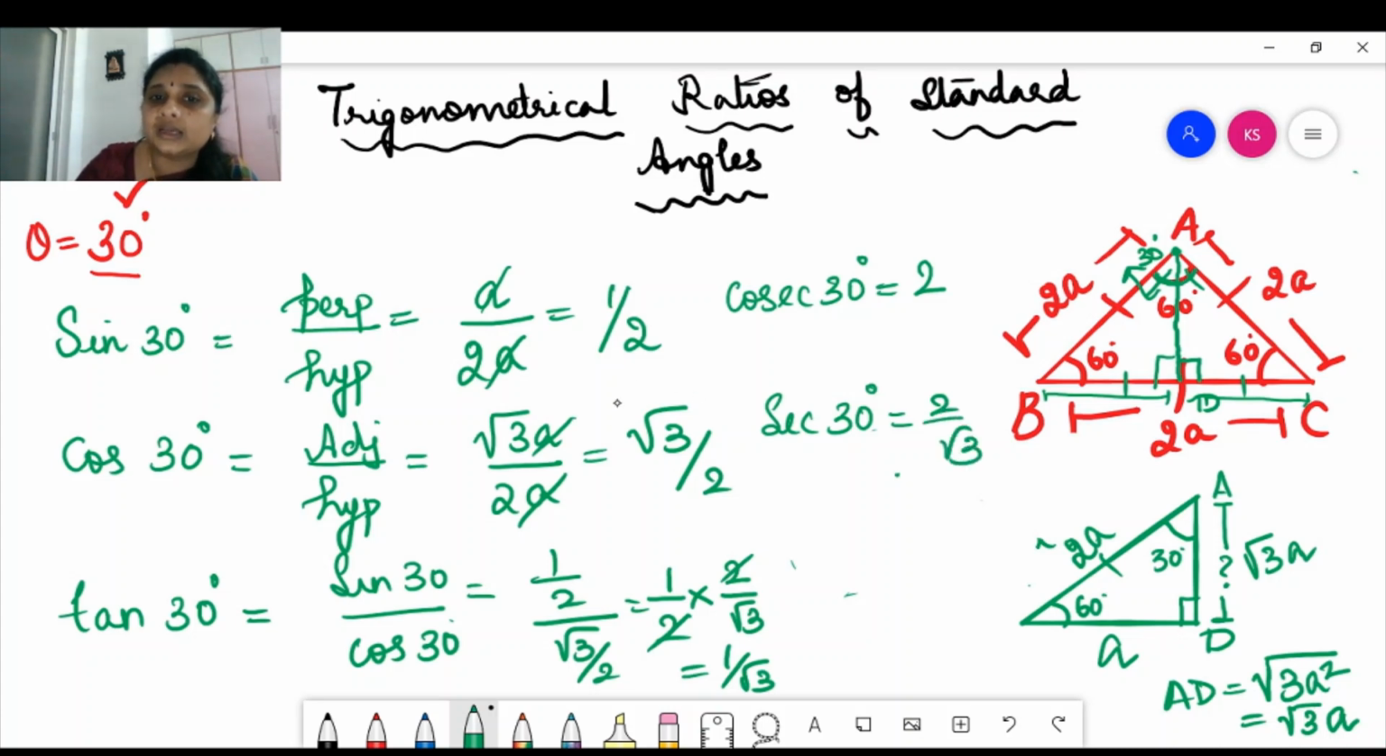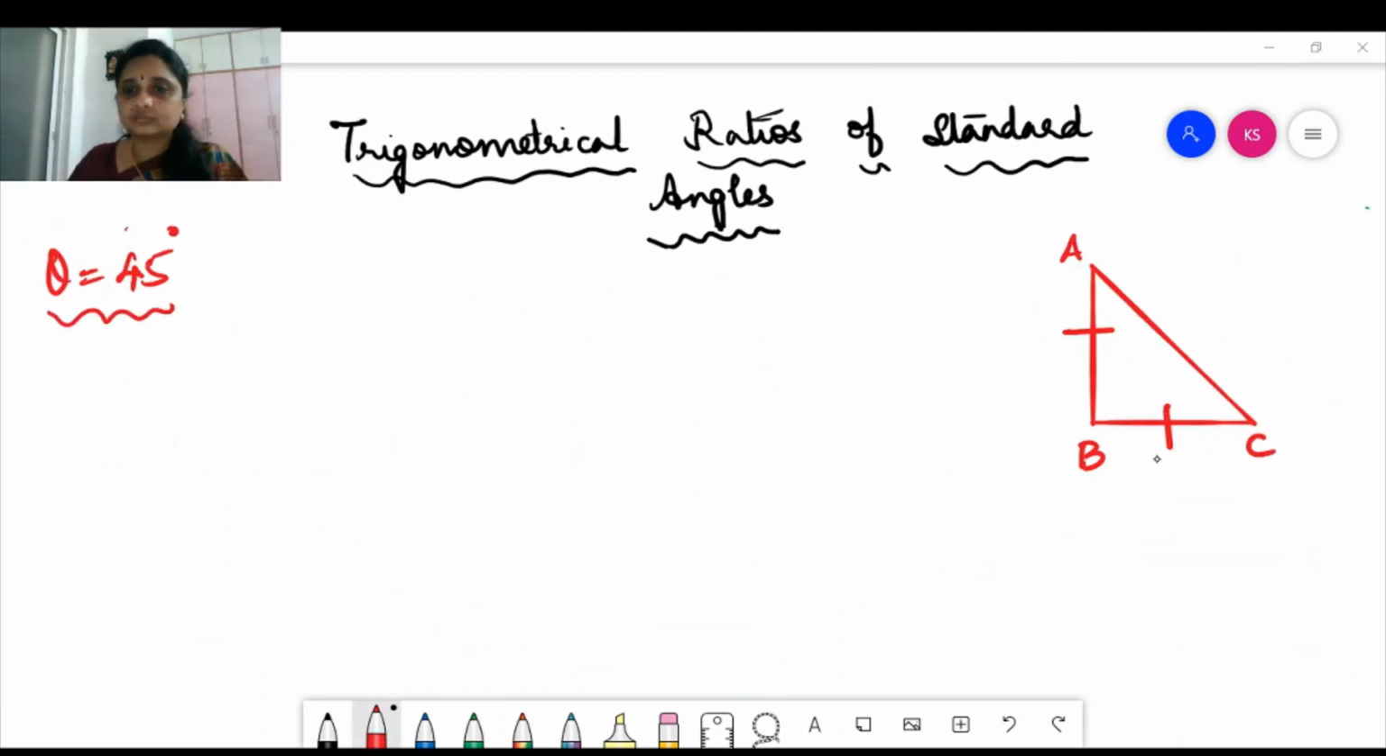I repeat, the reciprocal of a fraction is just the upside down of the particular fraction. You bring the denominator to the numerator and the numerator to the denominator. Okay. So now next is cot 30. Cot 30 is the reciprocal of tan 30, making it root 3. So these are the T ratio values of standard angle 30 degrees.